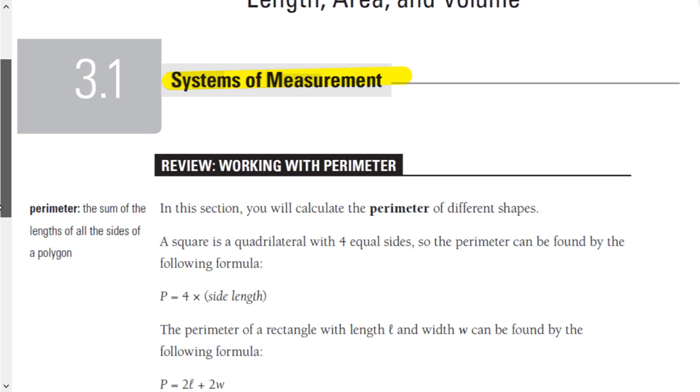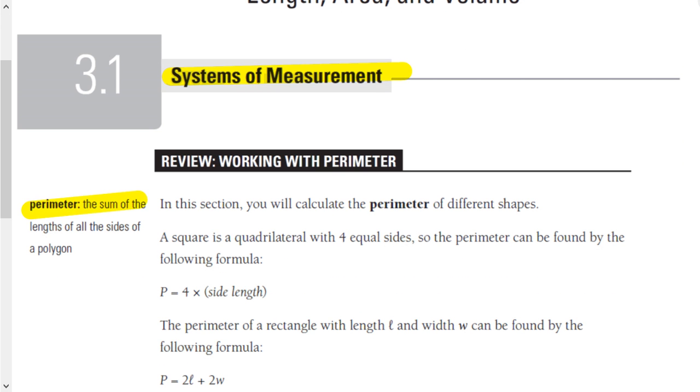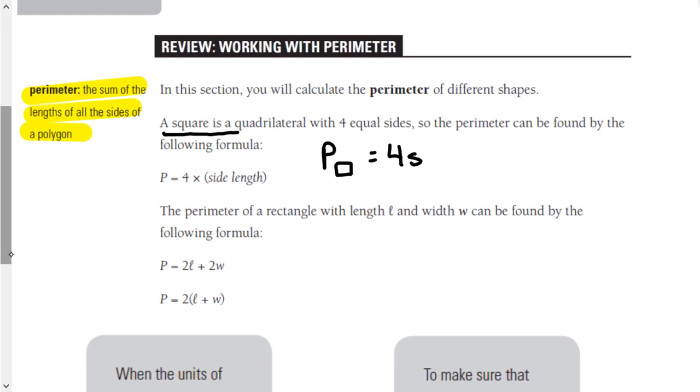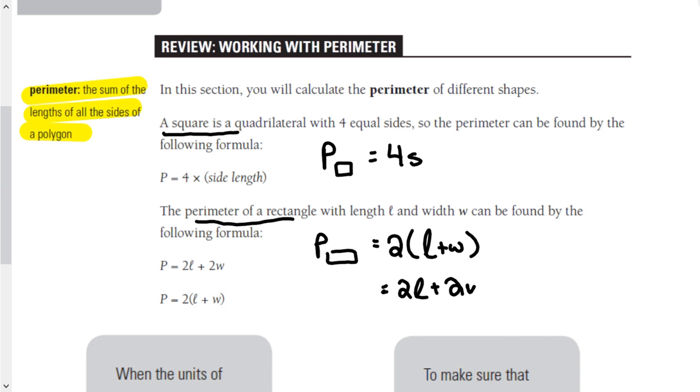For those of us that need a refresher, perimeter is the sum of all the lengths of all the sides in a polygon. Sometimes we have special formulas. For instance, the perimeter of a square is equal to 4 times the side length. We also have the perimeter of a rectangle, and I have a habit of drawing the little shape right there. You don't have to. It's 2 times the length plus W, or 2L plus 2W, depending on which way works better.